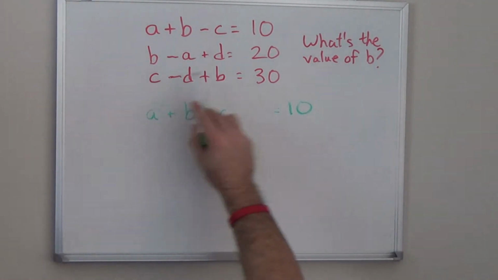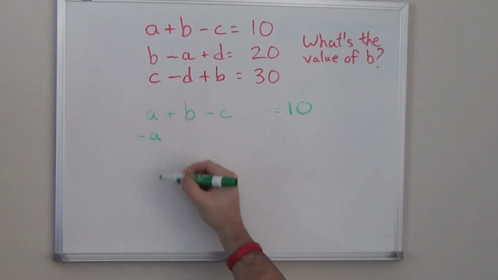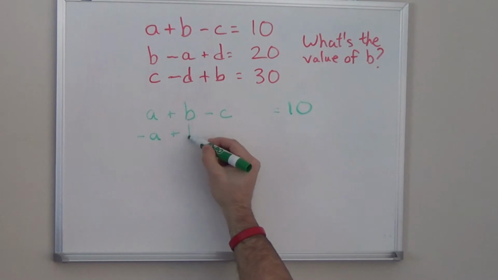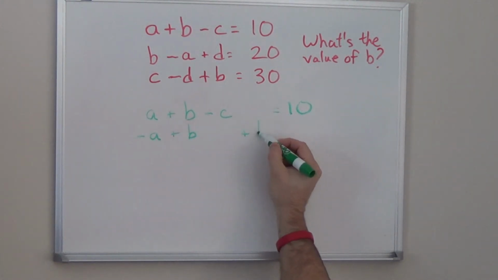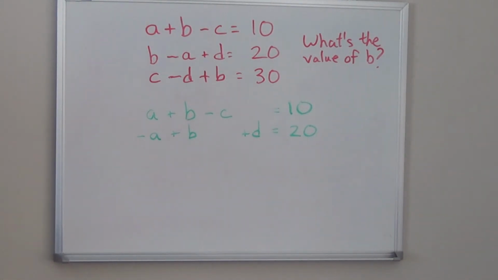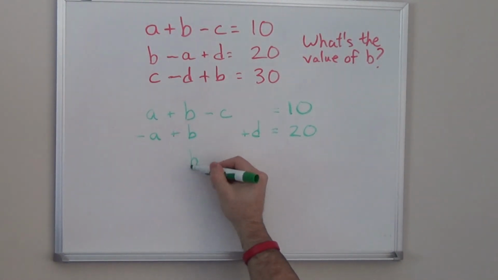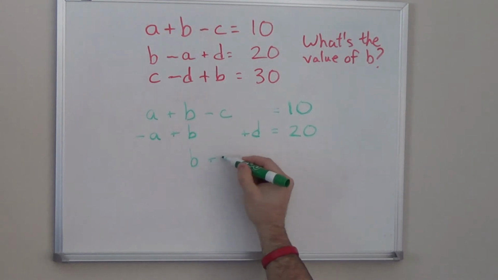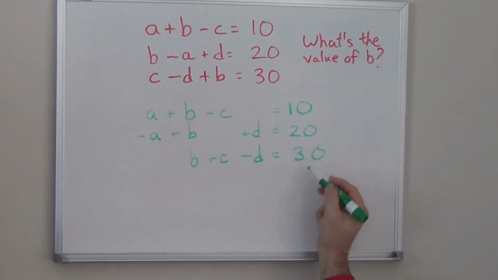Now I'm going to take my second line, and I see I have a negative A and a positive B. I don't have a C, so I'll leave a space. I have a positive D, and that is equal to 20. And now I'll look at the third line. I don't have any A's. I have a positive B, a positive C, and a negative D, and that's equal to 30.